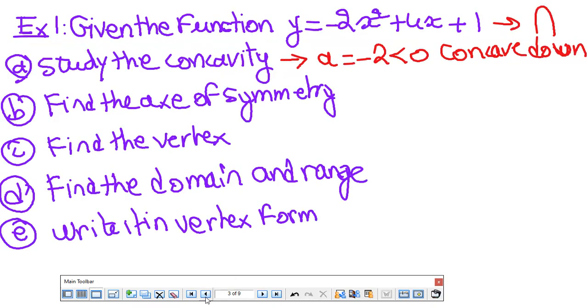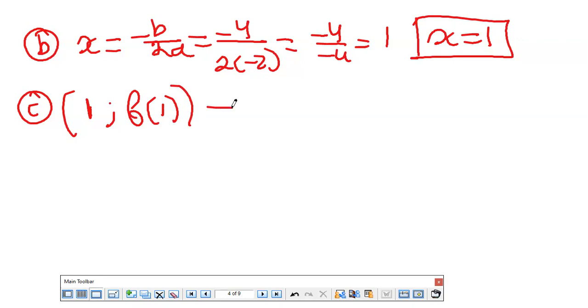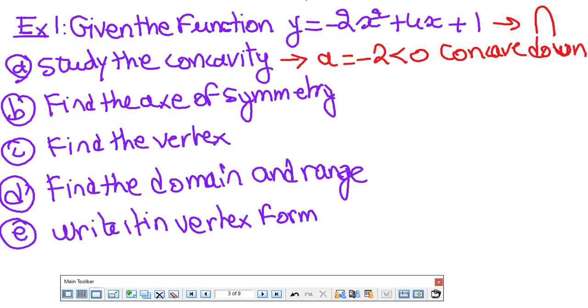What is the third question? Find the vertex. Excellent. We said x of the vertex is the same as x of the axis of symmetry. So what's going to be the y? F of 1. And how do we find f of 1? We replace it in the function. When I say y, it means f of x. So it's minus 2 times 1 plus 4 plus 1.